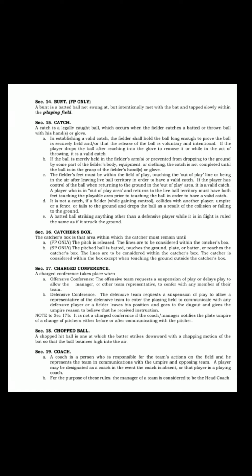Section 16, catcher's box. The catcher's box is the area within which the catcher must remain until A. FP only: the pitch is released. The lines are to be considered within the catcher's box. B. SP only: the pitched ball is batted, touches the ground, plate or batter, or reaches the catcher's back. The lines are to be considered within the catcher's box. The catcher is considered within the box except when touching the ground outside the catcher's box.